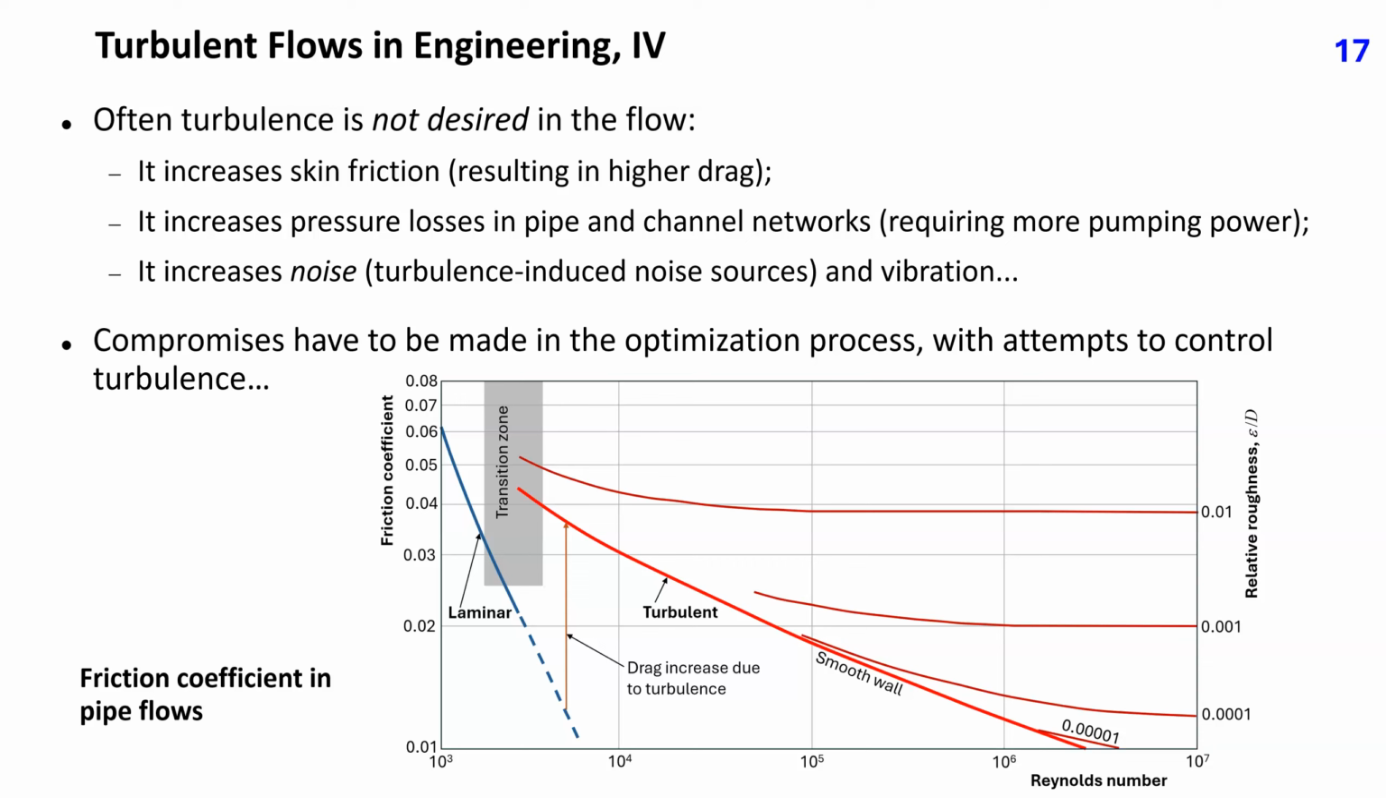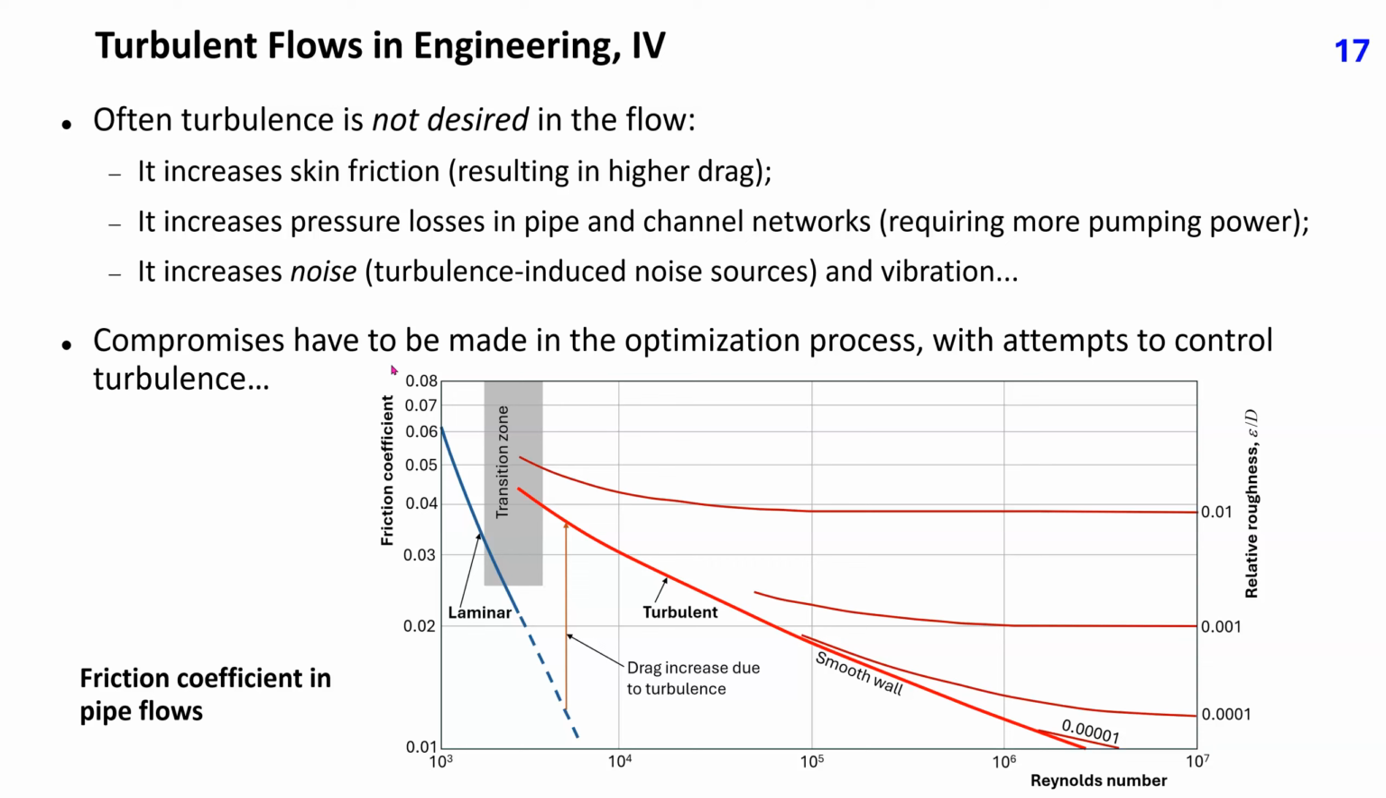In many engineering applications, turbulence is not desired in the flow because it has negative effects on performance. It increases skin friction, resulting in higher drag. It increases pressure losses in pipes and channel networks, thus requiring more pumping power. It increases noise, because significant noise sources are turbulence-induced fluctuations of velocity and pressure. Turbulence can result in vibration of solid structures.